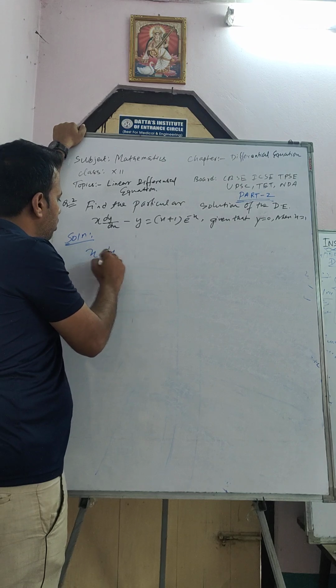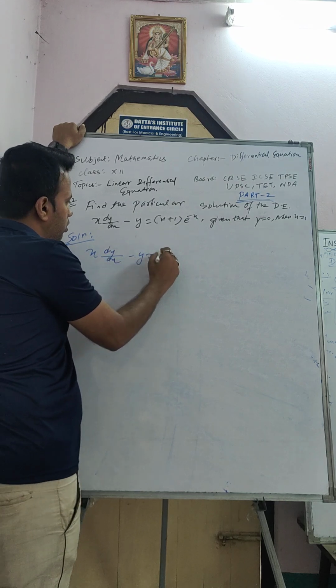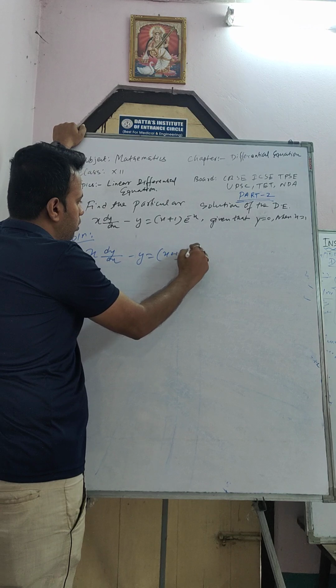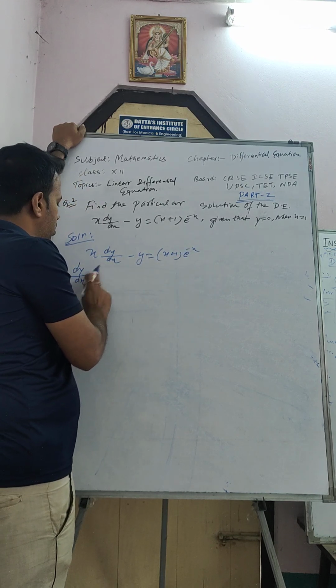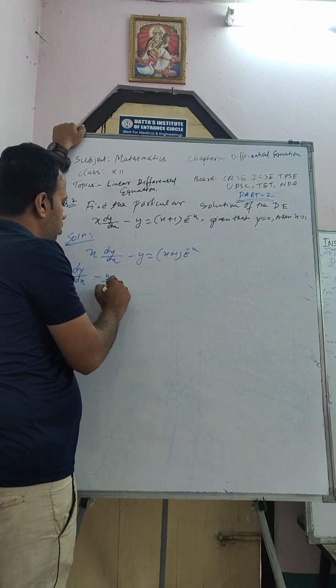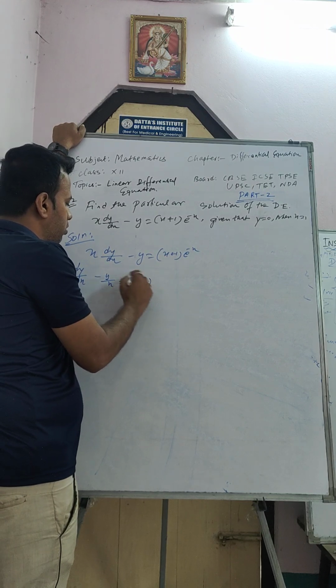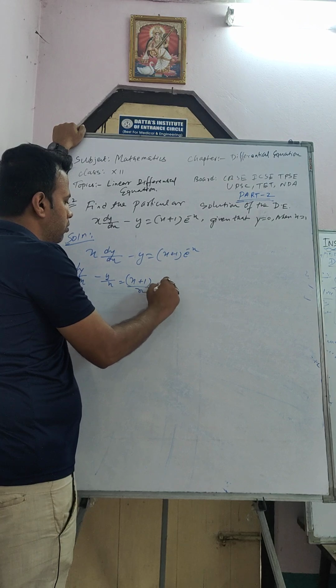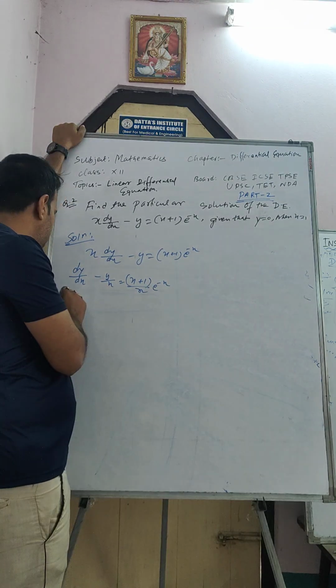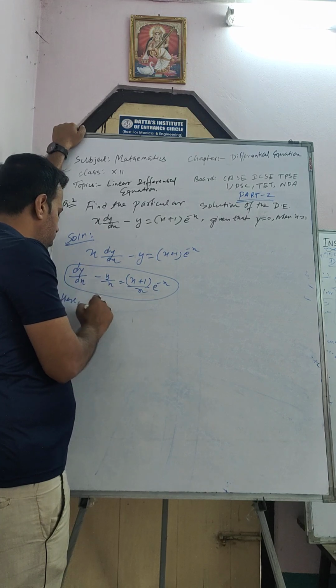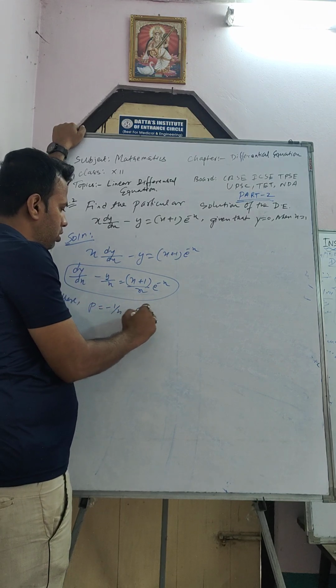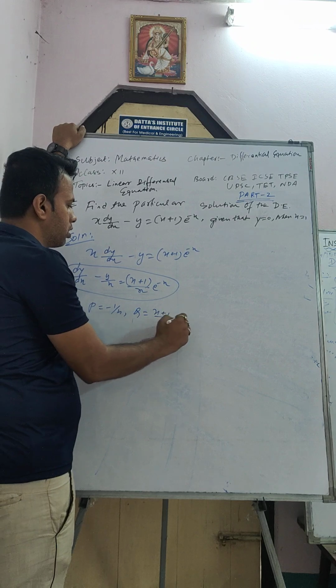The given equation is x dy/dx minus y equals (x plus 1) e to the power minus x. Now dy/dx minus y by x equals (x plus 1) by x times e to the power minus x. So here this is the differential equation. Here P is minus 1 by x, Q is (x plus 1) by x times e to the power minus x.